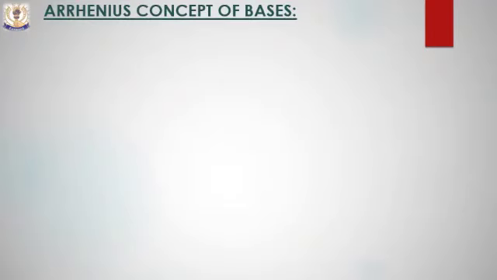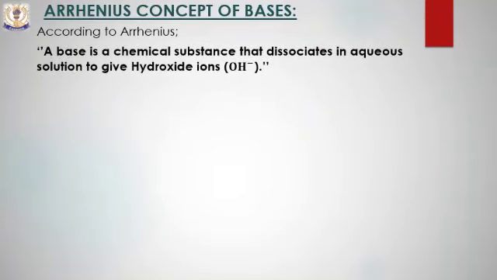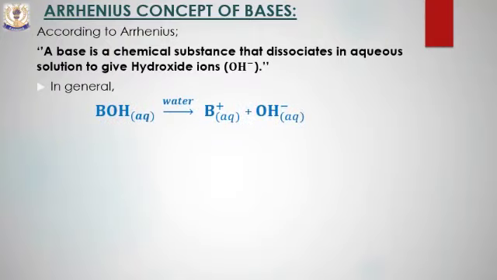Now, what was the concept of Arrhenius about bases? A base is a chemical species or substance that dissociates or ionizes in aqueous solution to give hydroxide ions. It means any substance that produces hydroxide ions on dissolving in water will be termed a base according to Arrhenius. Let's understand this with a general reaction. BOH means any base. In aqueous solution, BOH ionizes into positive and negative ions. The negative ion is the hydroxide ion.